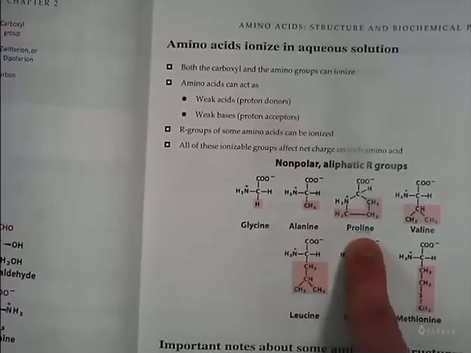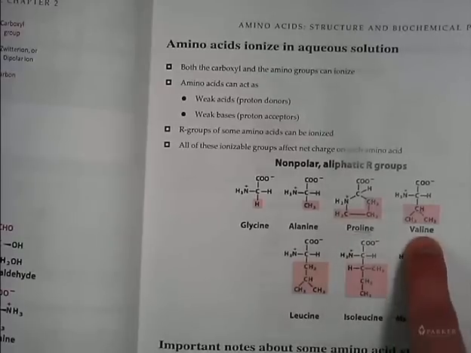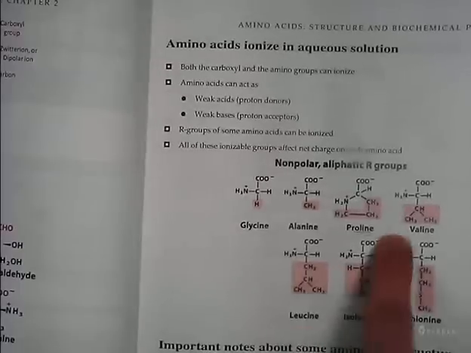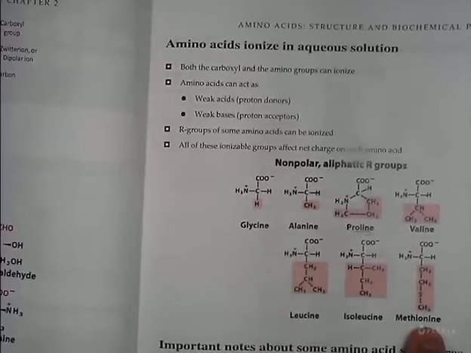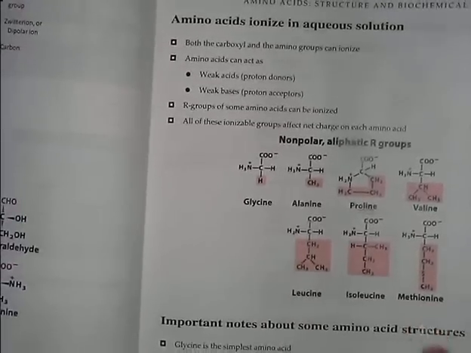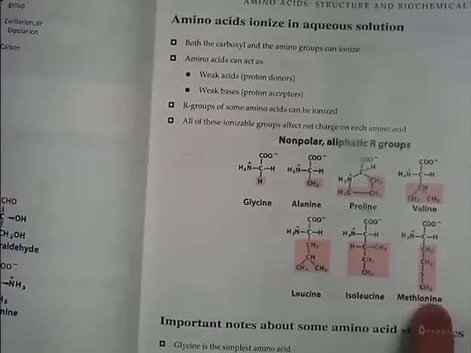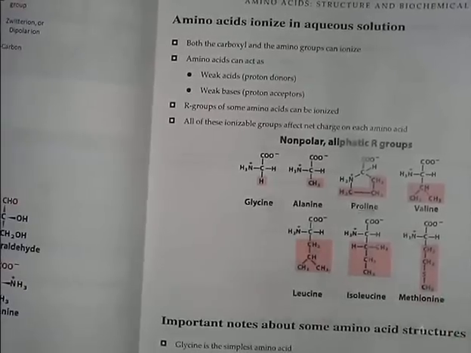Proline is special because no free R group, right? Valine, leucine, isoleucine are our branched chain amino acids. Methionine is special because sulfur doesn't make disulfide bonds. No. Cysteine makes disulfide bonds. Only cysteine. All right? You need to know that. Those are all our nonpolar aliphatics.